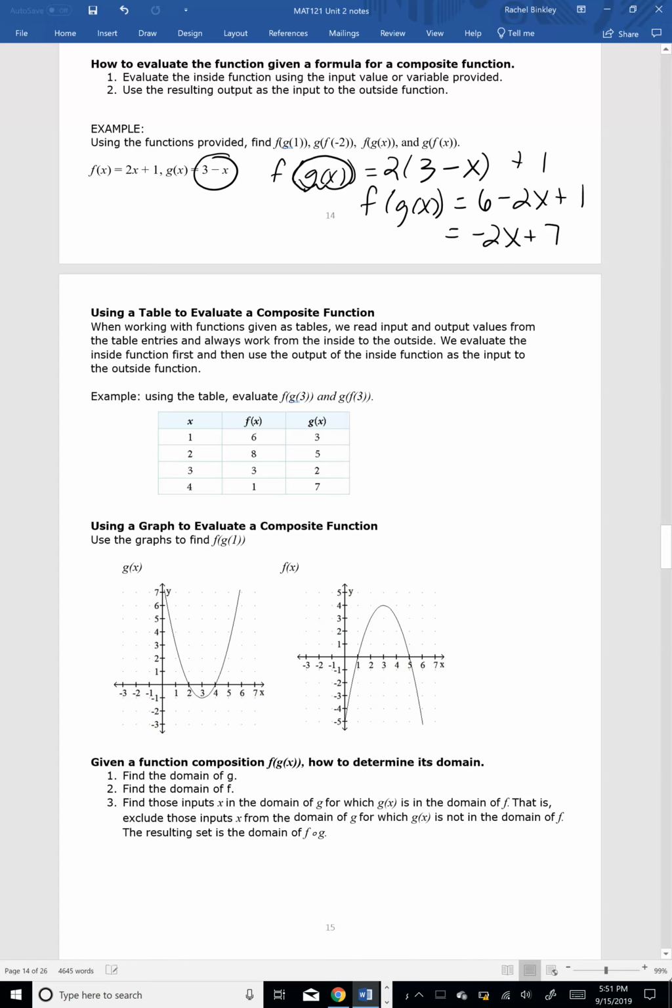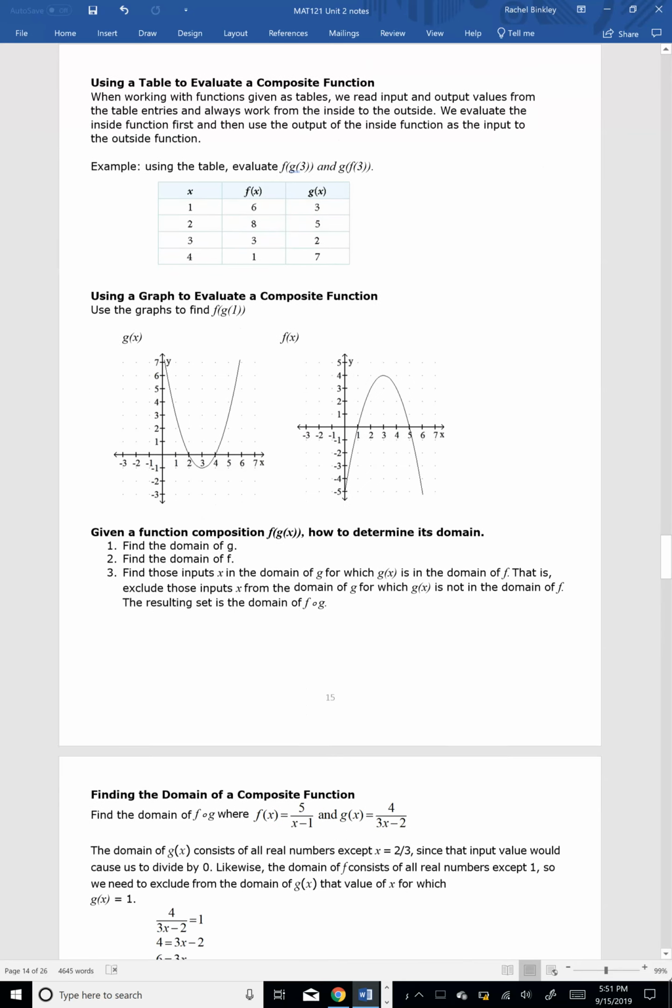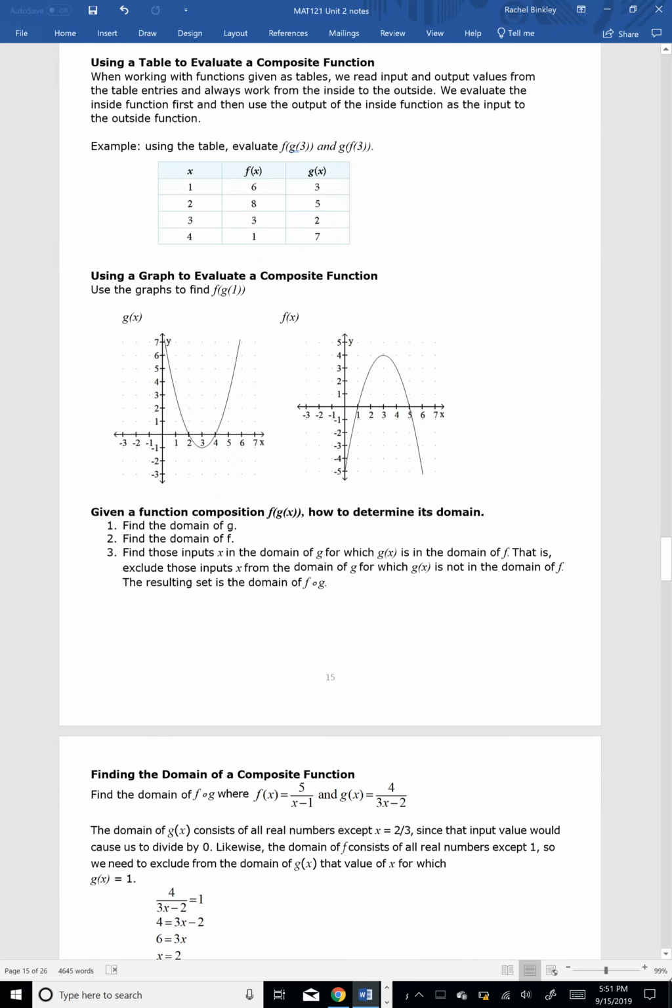What is that, plus 7? Oh, sorry, guys. Okay, so I want to see you do the same with g of f of x. So instead of taking the g and putting it where the x was in f of x, you're going to take the entire f of x and put it where the x was in g of x. So that was how you do it algebraically with the function.